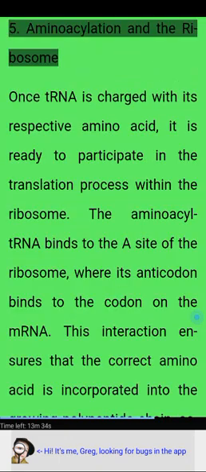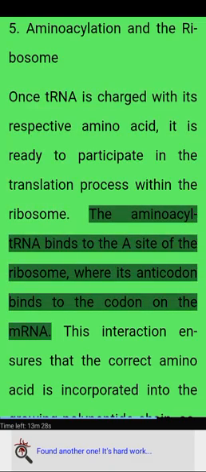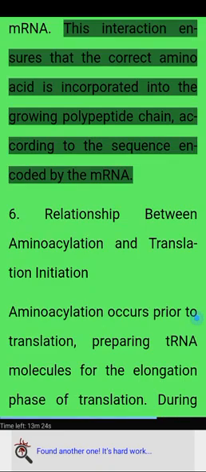5. Aminoacylation in the ribosome. Once tRNA is charged with its respective amino acid, it is ready to participate in the translation process within the ribosome. The aminoacyl-tRNA binds to the A site of the ribosome, where its anticodon binds to the codon on the mRNA. This interaction ensures that the correct amino acid is incorporated into the growing polypeptide chain, according to the sequence encoded by the mRNA.